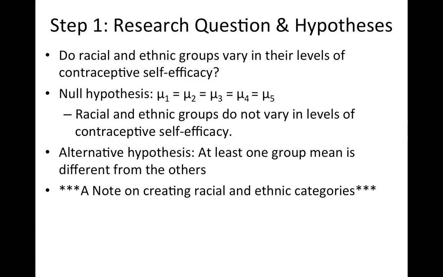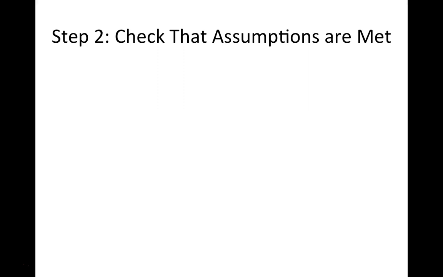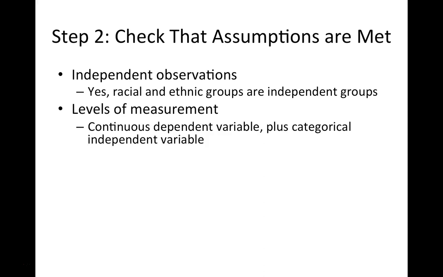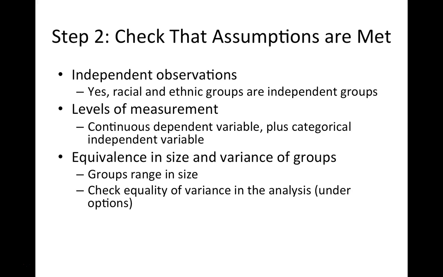those differences are. So next we'll check that our assumptions are met and that we can actually use the ANOVA to answer our question. So again, are our observations independent? Are our groups independent from one another? Yes, these are. Our level of measurement is good for both the dependent variable being continuous and the categorical independent variable. We'll check that there is equivalence in size and variance of groups. The groups range a bit in size for this example.